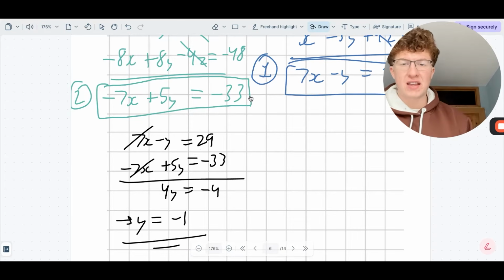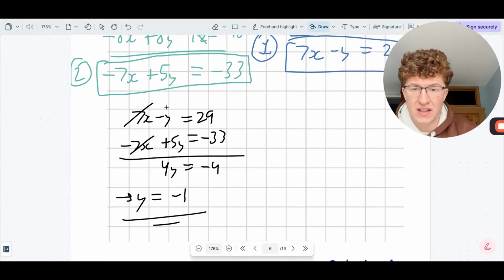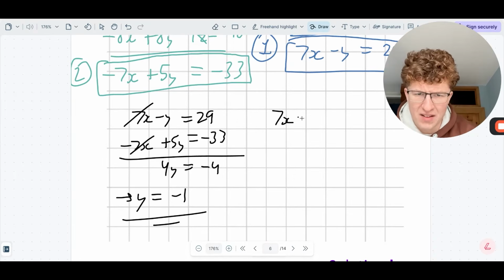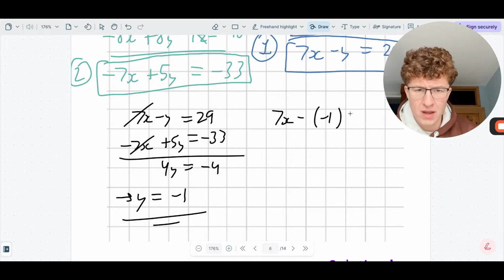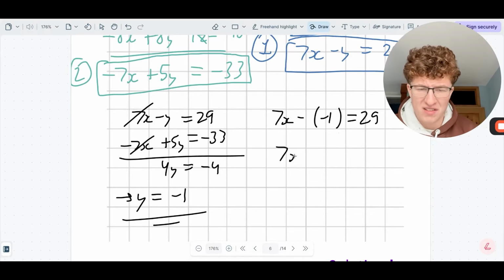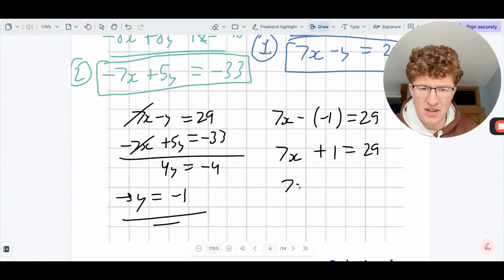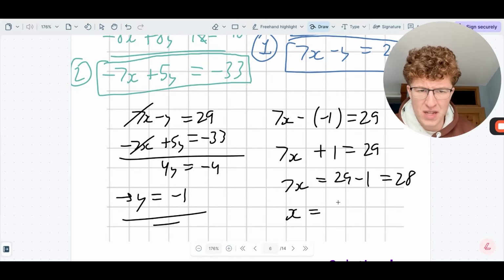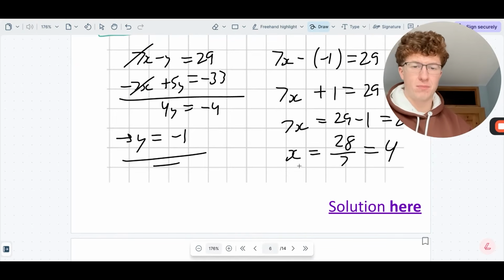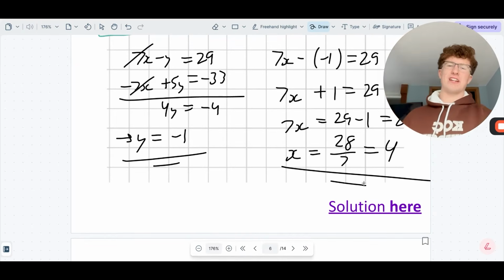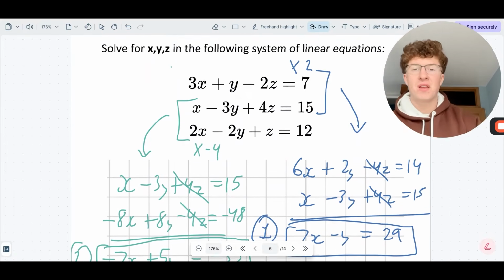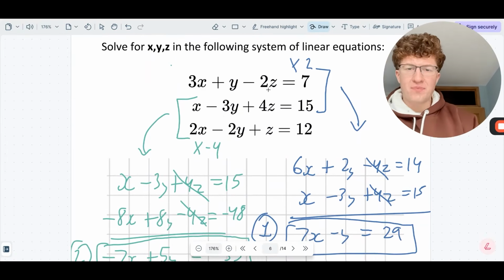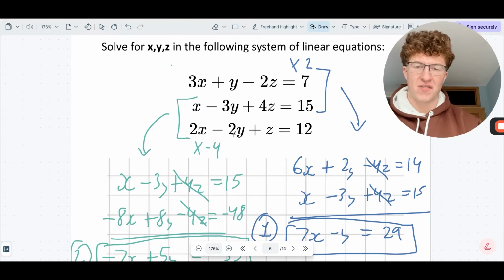Now we need to get x. So we're going to fill into either of these original equations. I'll fill into this one here. So we have 7x minus y, which is negative 1, is equal to 29. That means that 7x plus 1 is equal to 29. That means 7x is equal to 29 minus 1, which is 28. So x is equal to 28 divided by 7, which is 4. Boom. Second answer gotten. We're running out of space. But the last step here, we just need to fill in x and y into any of these equations to get the z value now.